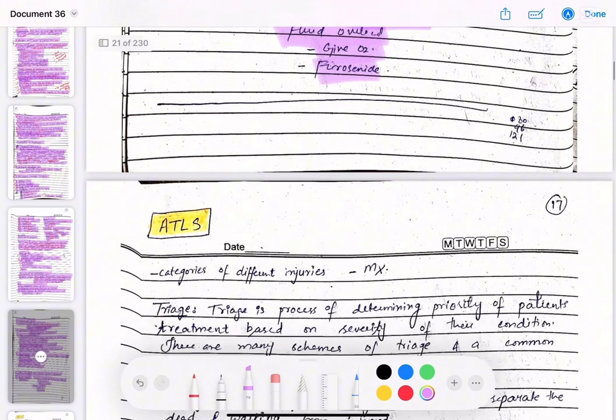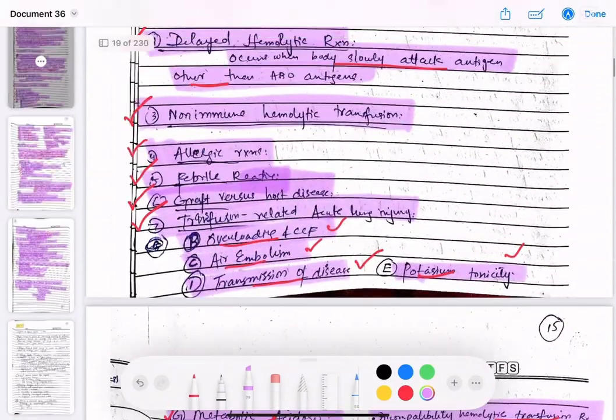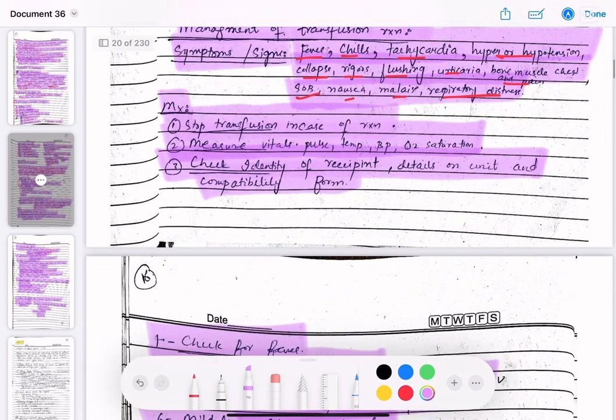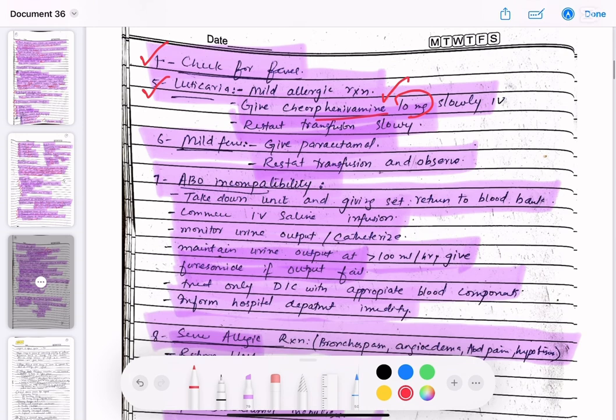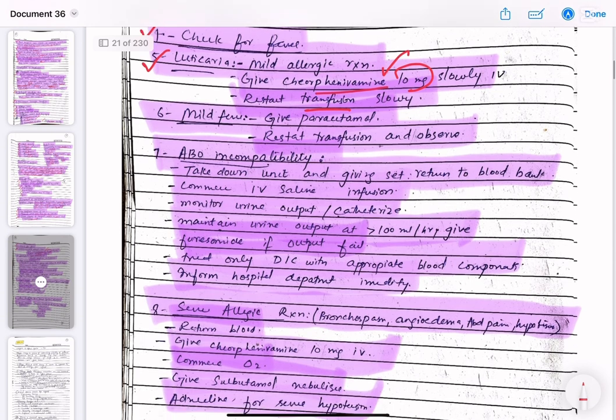So this was the management of the transfusion reactions. First of all, stop the transfusion. Then measure vitals, that is pulse, temperature, BP, O2 saturation. Then check the identity of the recipient, details on unit and compatibility form. Then check for fever, then urticaria. If it is a mild allergic reaction, then give chlorphenamine 10 mg slowly and restart the transfusion slowly. If it is mild fever, then give paracetamol, restart transfusion and observe.